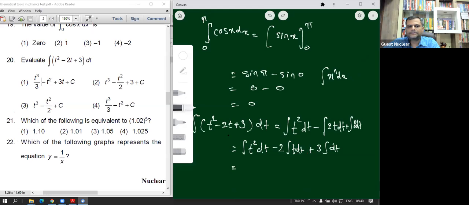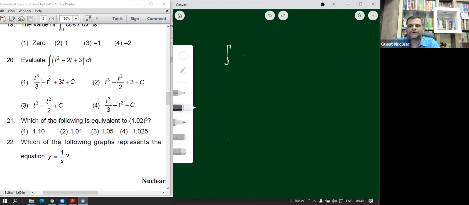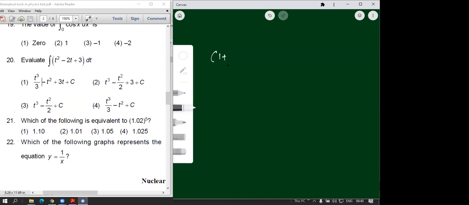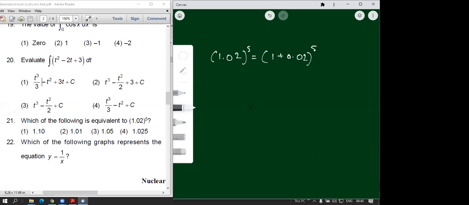chalo next one, which of the following is equivalent to 1.02 raised to 5? How will you get that? See here, 1.02 can also be written as, how can I write this, 1 plus 0.02, ऐसा लिख सकते हैं इसको.